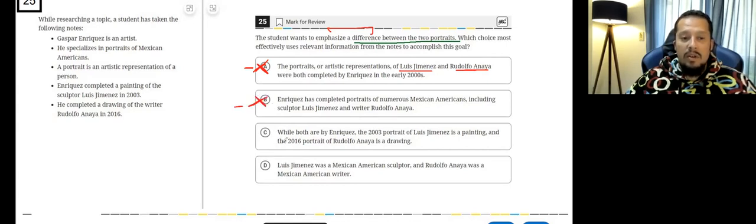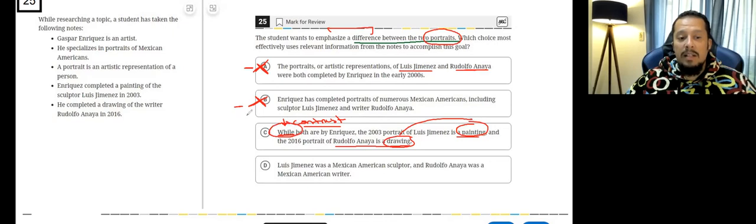Now, I want you to look at answer C. It compares portraits, and that's what we want, not artists, but portraits. While both are by Enriquez, and so this first word shows us that a contrast will be introduced. While both are by Enriquez, the 2003 portrait of Luis Jimenez is a painting, and the 2016 portrait of Rodolfo Anaya is a drawing. So does this show us a difference? It does. Do we begin the answer with a difference? We do. I like answer C.